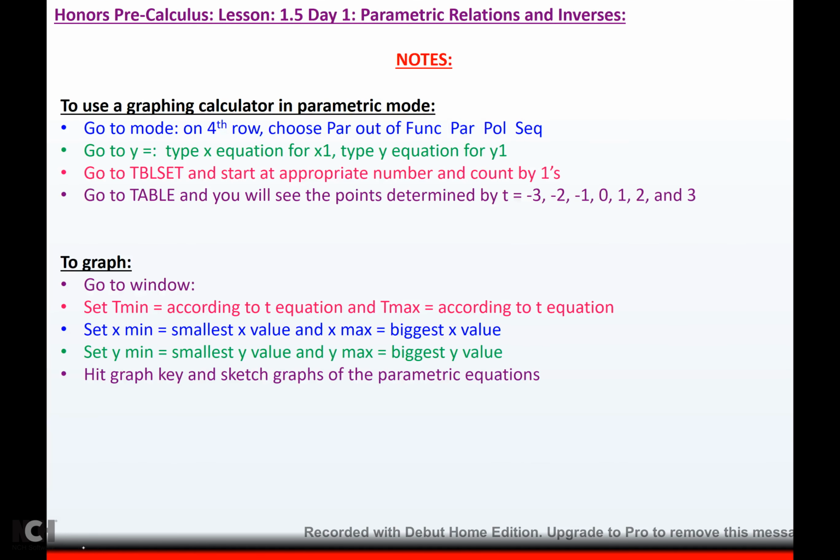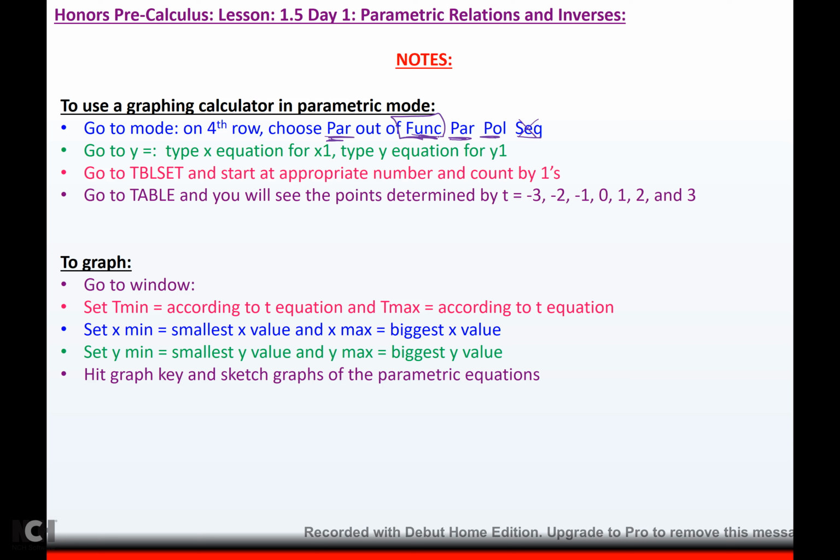Okay? Alright. So, to use a graphing calculator in parametric mode, you're going to go to mode. Hit your mode key. I should have put a picture of the calculator up here. In the 4th row down, choose PAR. These are your choices: function, parametric, polar, and sequence. We'll do all of them eventually except for sequence this year.